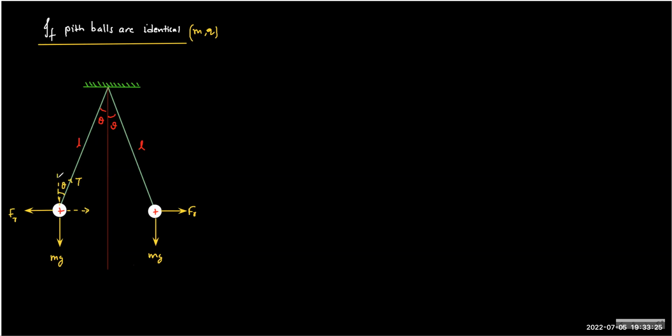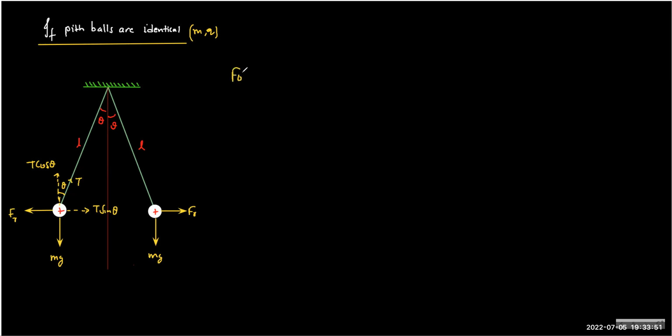So F_R is equal to mg tan theta. Correct. Very good. So you can see clearly that T cos theta is balancing the gravity and T sin theta is balancing the repulsion, right? And I need not draw it for the other pith ball because it's a symmetrical case. So do it for any one pith ball and you're done.